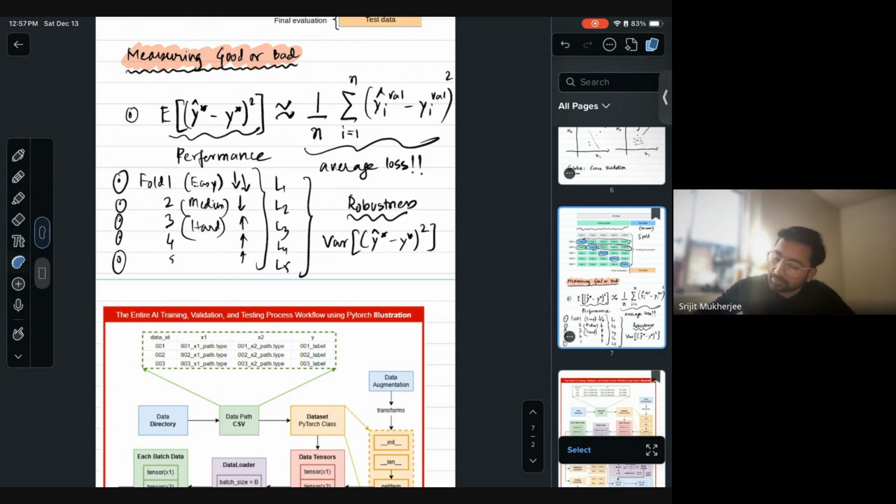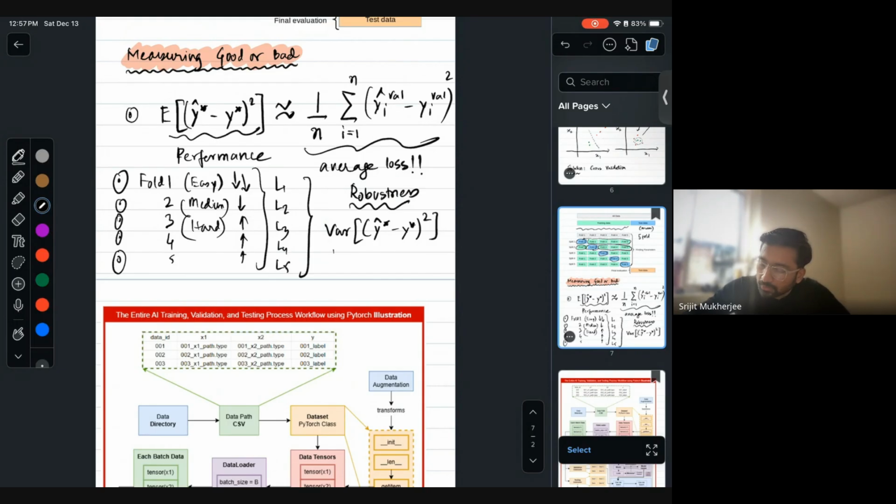So this can be approximated by, since you have got these 5 numbers, the variance of L1, L2, L3, L4, L5. That means how it varies over these folds. If one is a good fold and one is a bad fold, it will average out, so you can see how varied it is. That also tells you how robust the model's learning is. Makes sense, guys? These are very important points. Did you understand, Anushka and Vivan?